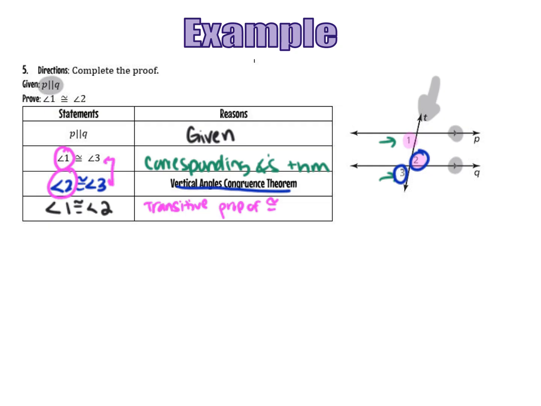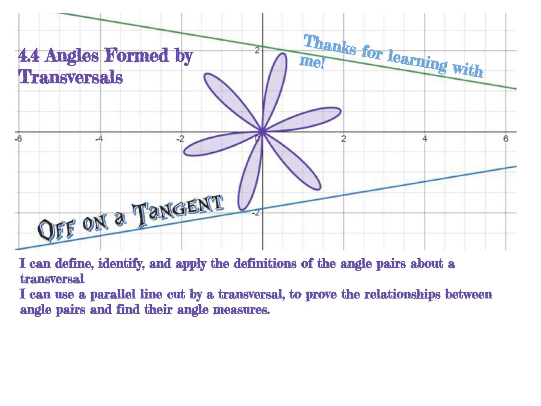And that was our last example in this section. 4.4 was all about angles formed by transversals. We defined those different types of angles. We called them by their name. And then we learned a bunch of theorems that associated congruence and supplementary angles with the different types of angles, as long as the lines are parallel. That's a really important detail. So go ahead and write down any questions you have, and I look forward to supporting you on this. Thanks for listening.